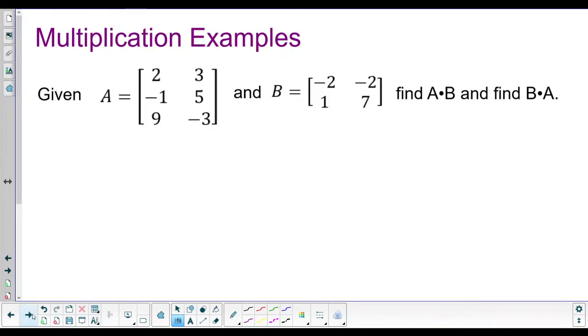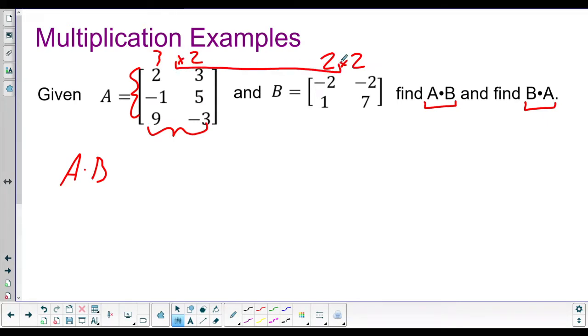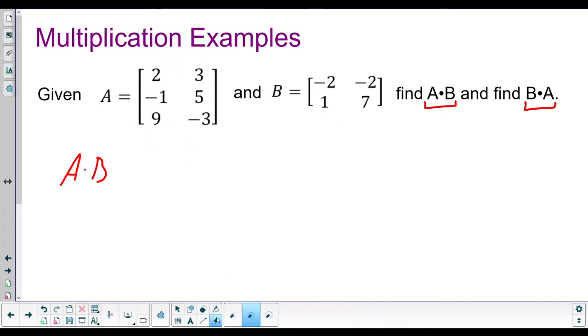All right. So let's look at these two examples. We have a matrix A, which is this thing right here, a matrix B, this thing right here. They want us to find A times B, and then they want us to find B times A. Let's do A times B first. Let's check our dimensions first. This is a 3 by 2 matrix, and this is a 2 by 2 matrix, or a square matrix. So because these inner numbers match, we are allowed to do the multiplication. So let's go ahead and do that.